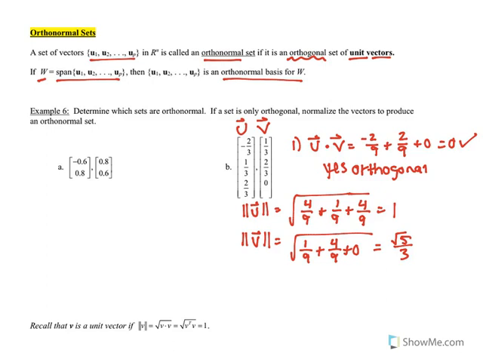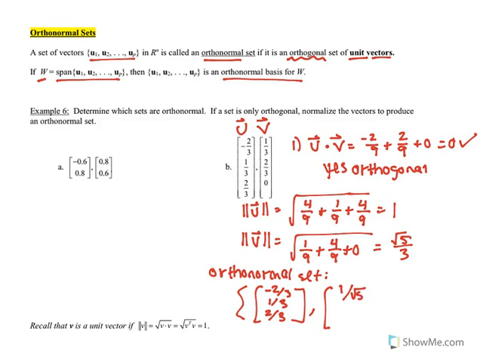Which means I would divide by that length. So my new orthonormal set would be the first vector left alone, negative 2/3, 1/3, 2/3. And the second vector scaled, so that it has a length of 1. So dividing by square root of 5/3 means multiplying by 3 over square root of 5. I am not going to rationalize because, wow, I don't like rationalizing. I honestly don't sometimes know why we do it, other than for the unit circle. But there it is, our orthonormal set.